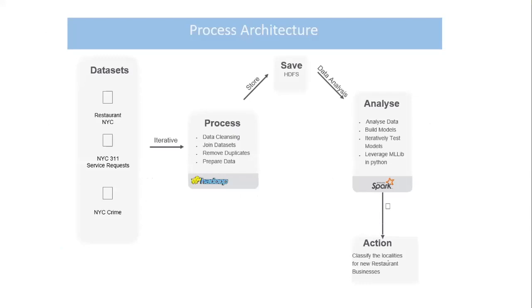This is our process architecture, and we just use 3 open data sets from the New York City open data website: the 311, the NYC crime, and the restaurant data. Then we use Spark, save the information, and then do analysis.